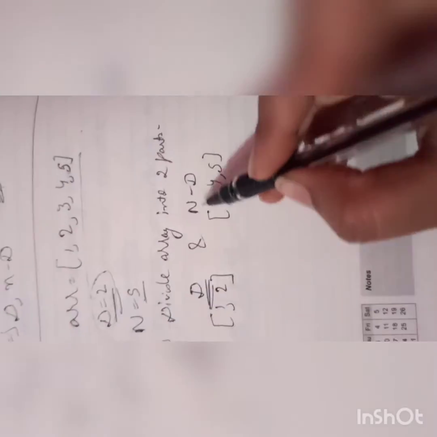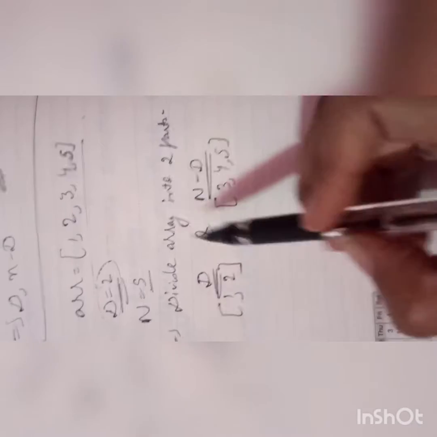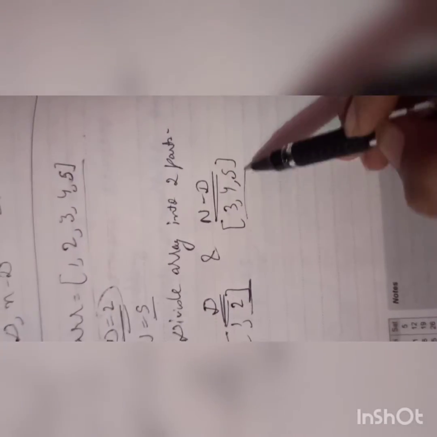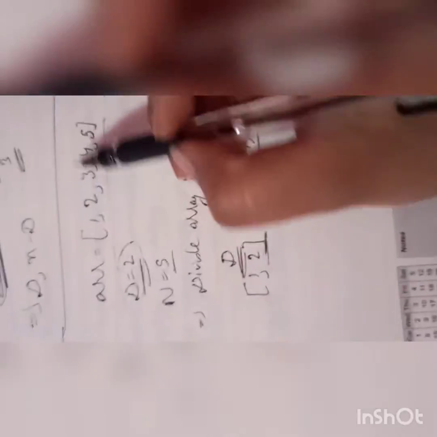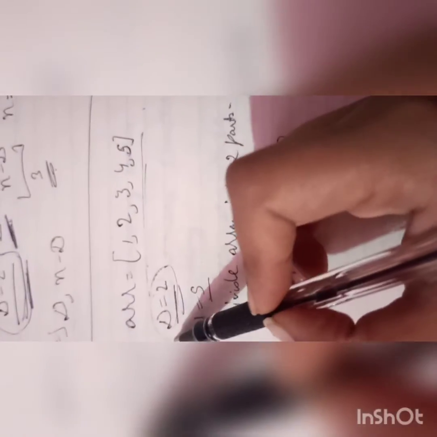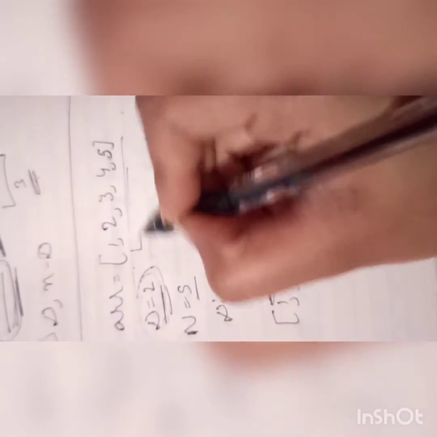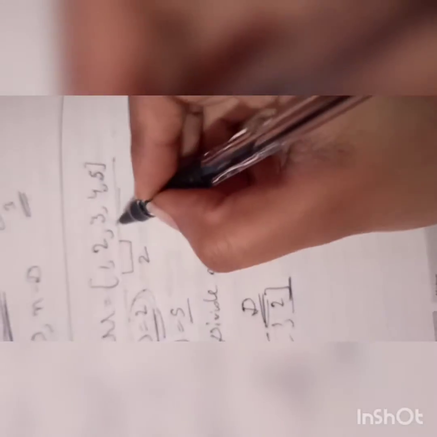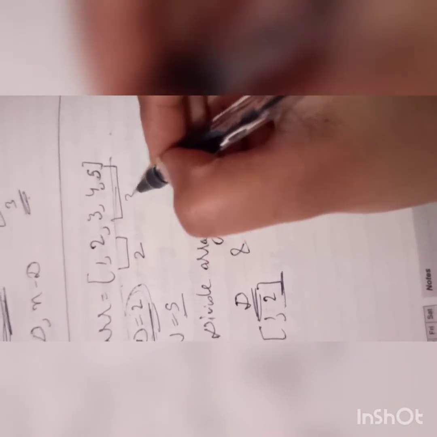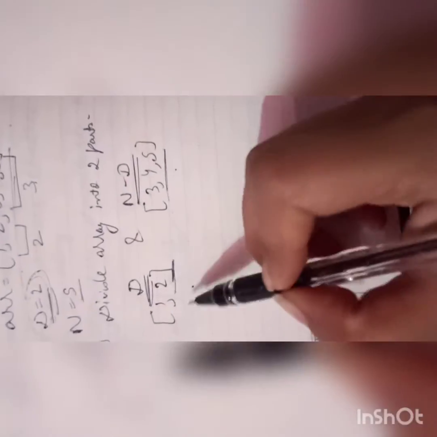d and n minus d. Our first array should have d elements and our second array should have n minus d elements. So in this array we have d equals 2, so our first array will be this much and the second array will be this. Now the second step is we will reverse each array.